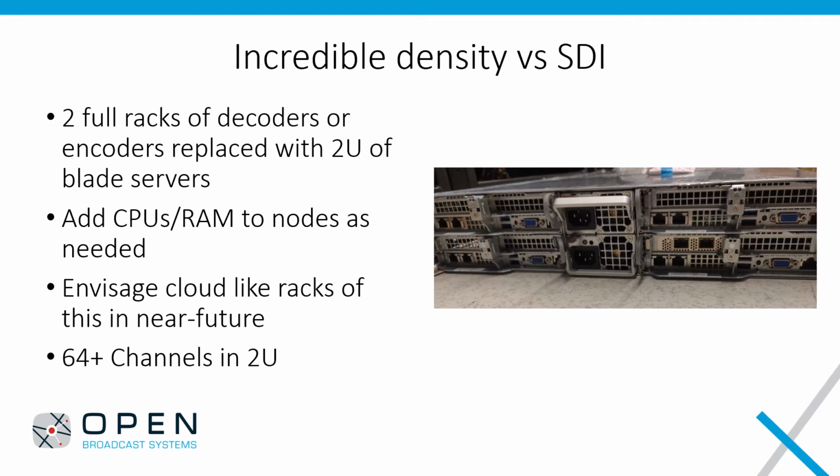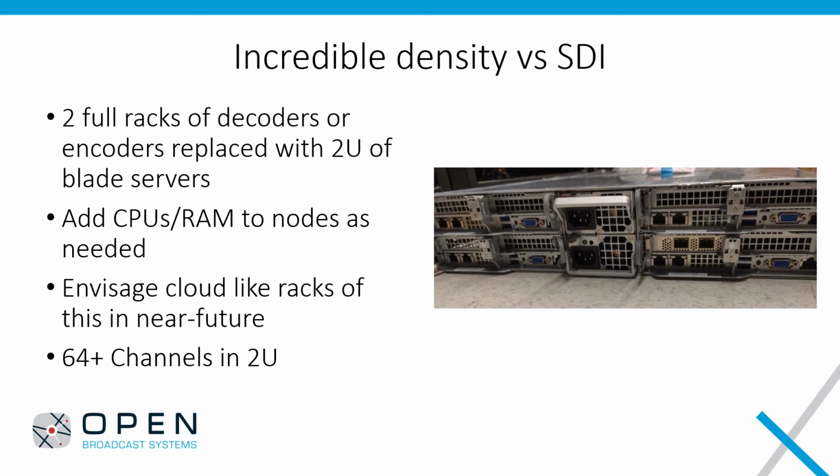And what we ended up doing was choosing this device here. It's a kind of blade-style server. But what was remarkable is 2 full racks of traditional 1U SDI encoders or decoders can be replaced in 2U. And in this example, we're using 25 gigabit interfaces. And CPUs or RAM could just be added as needed to scale up.